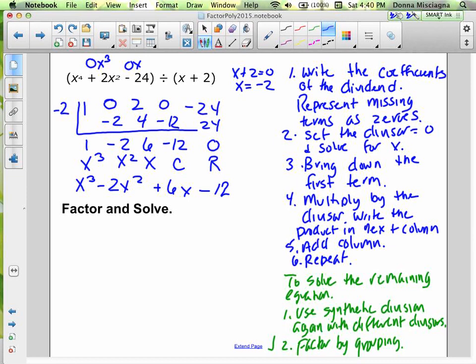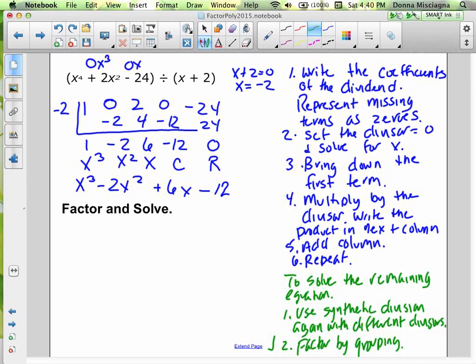So now we want to solve the remaining equation. We have two choices. We can either use synthetic division again with a different divisor, right? So we have to figure out what divisor that might be, or guess what it might be. In a follow-up lesson, we're going to learn how to determine possible divisors. Or we can try factor by grouping. And this one looks pretty good for factor by grouping. Notice you've got coefficients of 1, negative 2, 6, negative 12. Seems to be a little pattern there. So let's use factor by grouping.